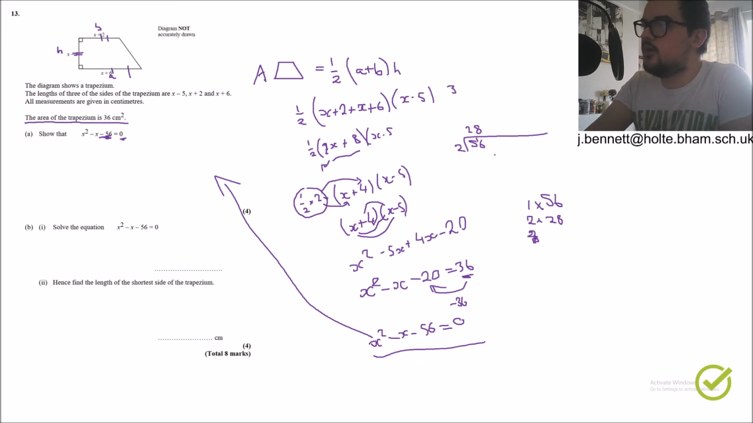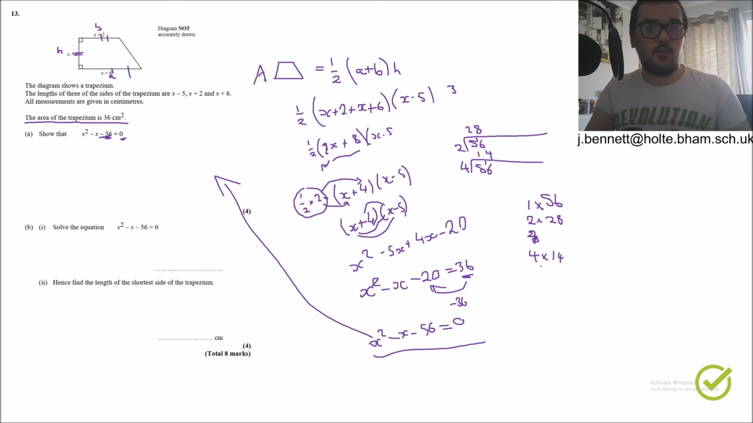Let's try 4. How many 4s go into 56? 4 times 14. The difference is 10. We're still not there yet. 5 is not a factor because it doesn't end in a 5 or a 0, like I said before. 6. Well, if it's not a multiple of 3, it can't be a multiple of 6, so we ignore 6.